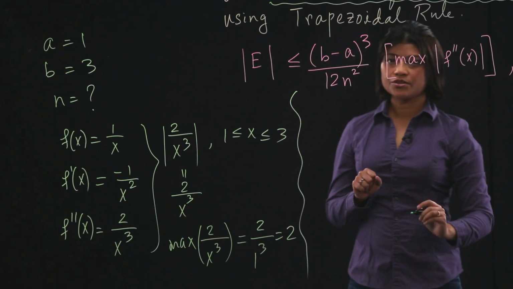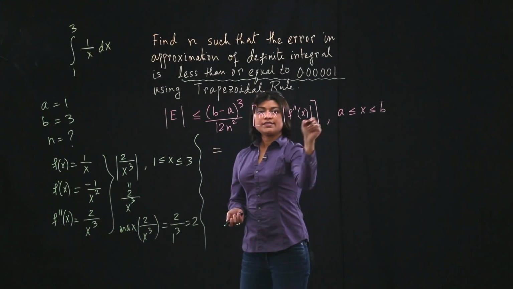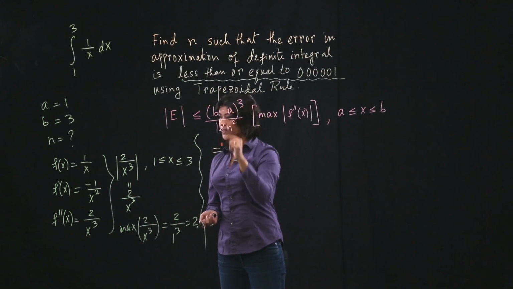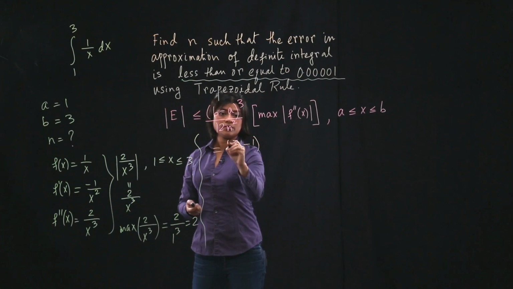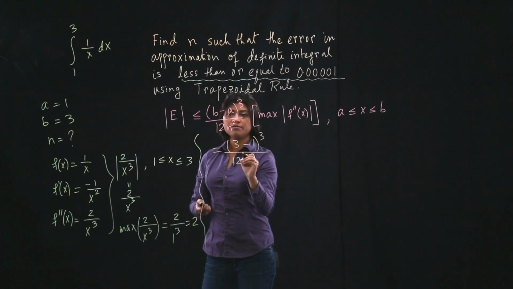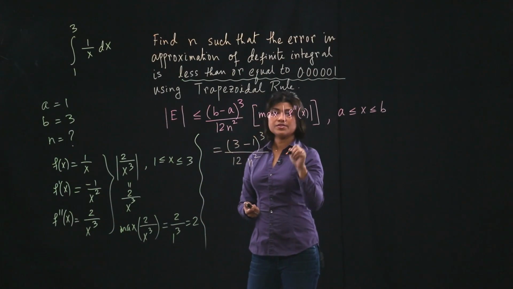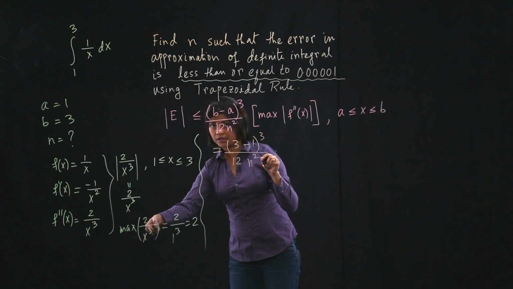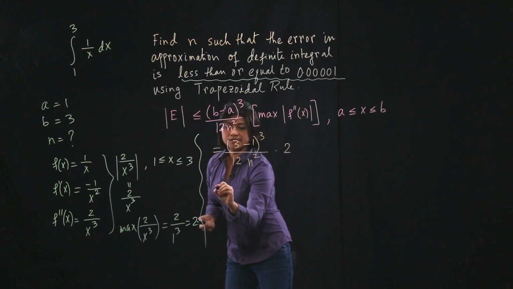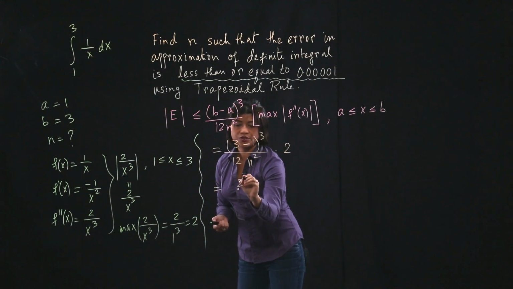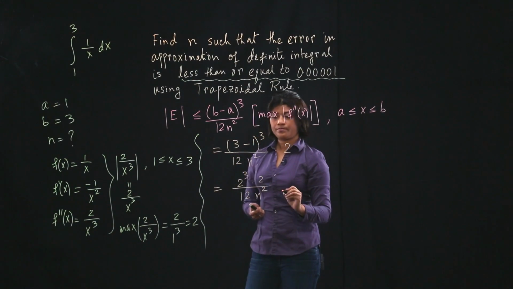Now we have all the information. Let's put them all in. So the right-hand side of this inequality: b minus a, remember b is 3, minus a is 1, cube that, divided by 12 times, we don't know n, so keep it as it is, n squared, times the maximum of the second derivative, which is right here, and it's 2. All right, simplify this: 3 minus 1, that's 2 cubed, times 2 divided by 12n squared.